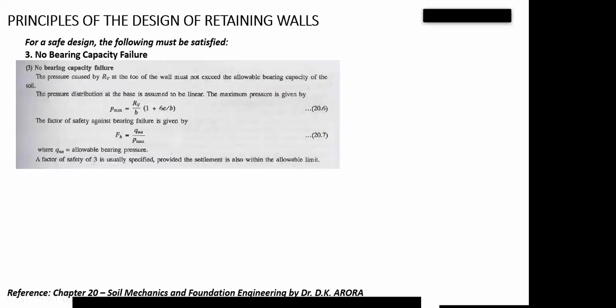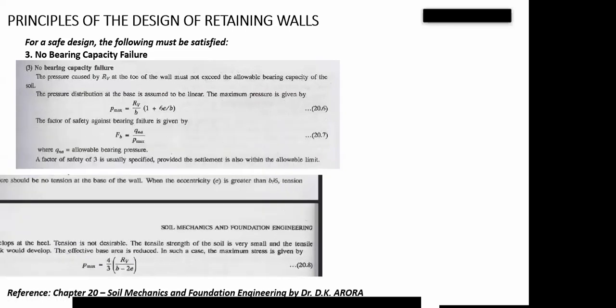So you are going to probably get your pressure distribution by the time we start solving, and then you get your maximum pressure. Your allowable pressure must be greater than your maximum pressure. The maximum pressure acting on the base must never exceed it. And for factor of safety, they say 3 is usually specified, provided settlement is within allowable.